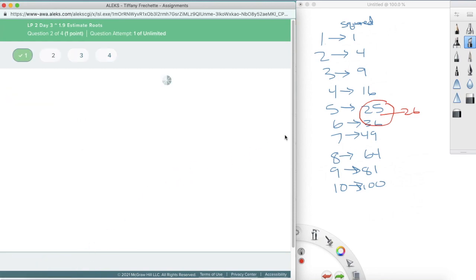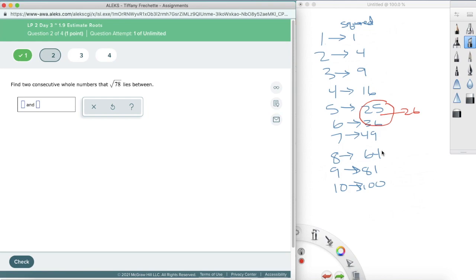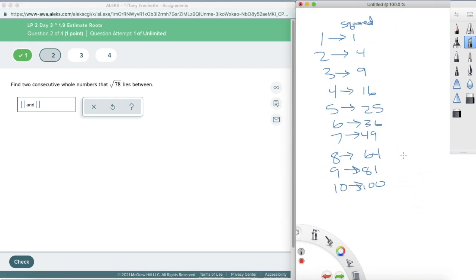So let's see, do we need this list for our next one? We do. Okay. So now, come back over here. I'm going to get rid of this. Now we're looking at 78. So we're going to go down the list and say 78. Well, that's bigger than 64, but smaller than 81. So here it is. It fits in here. So it's between 8 and 9.